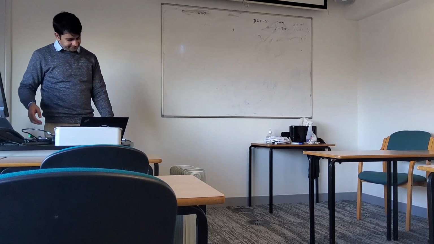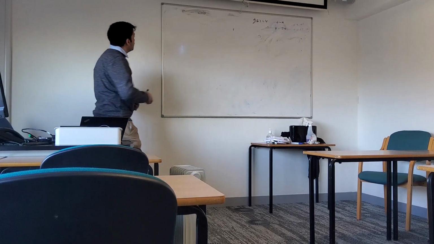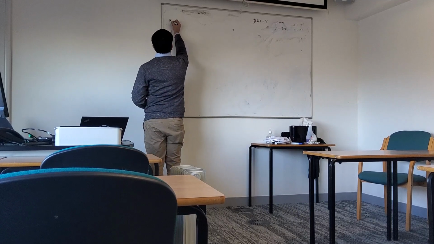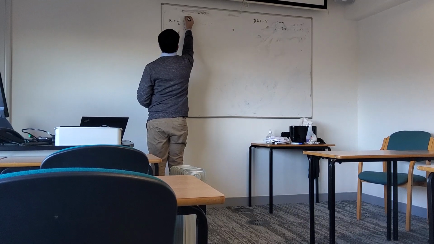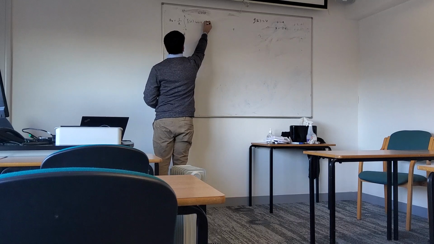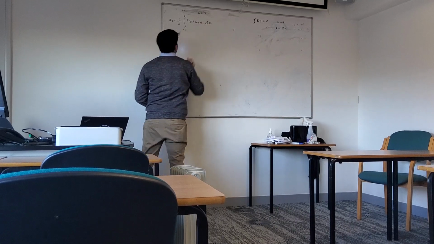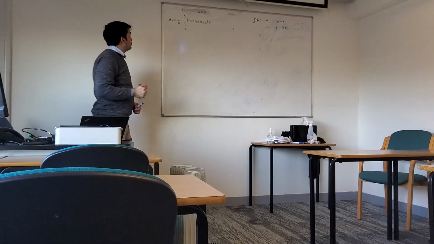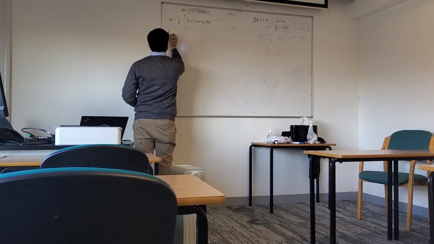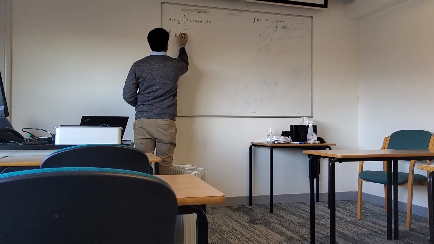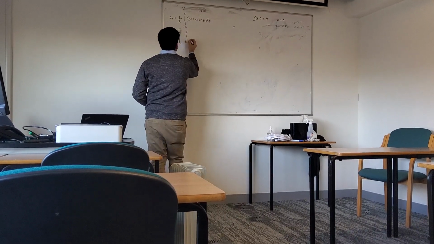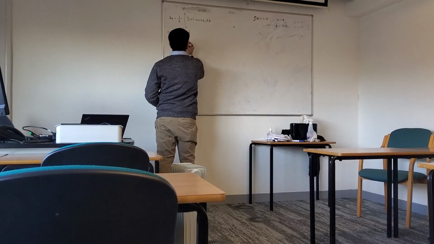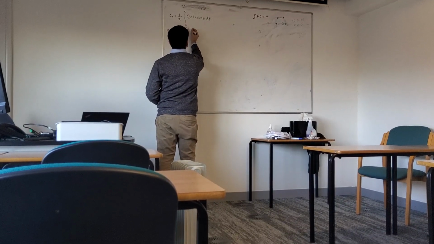Let's solve it. So an is 1 by pi. Now, the very first step is to split the integrals. So minus pi to 0, and 0 to pi.